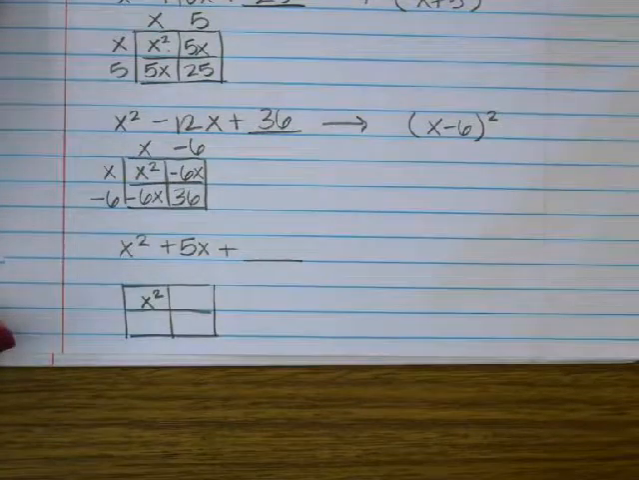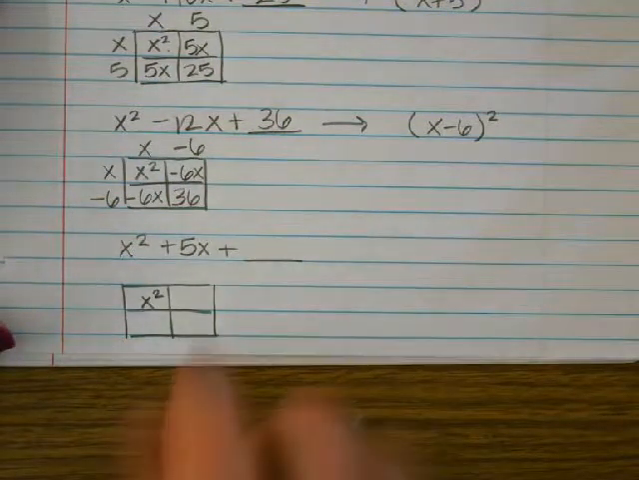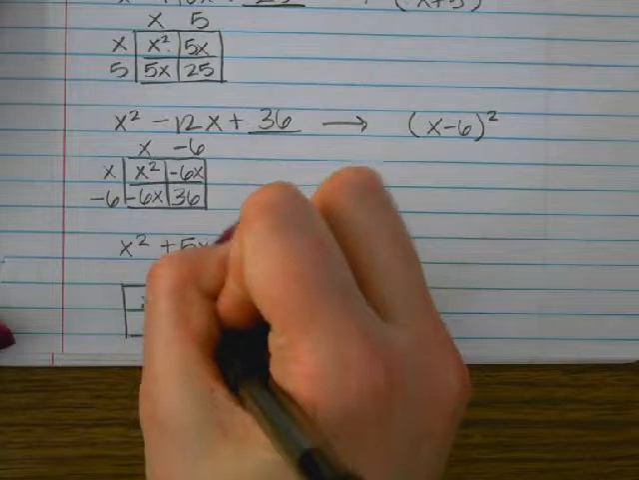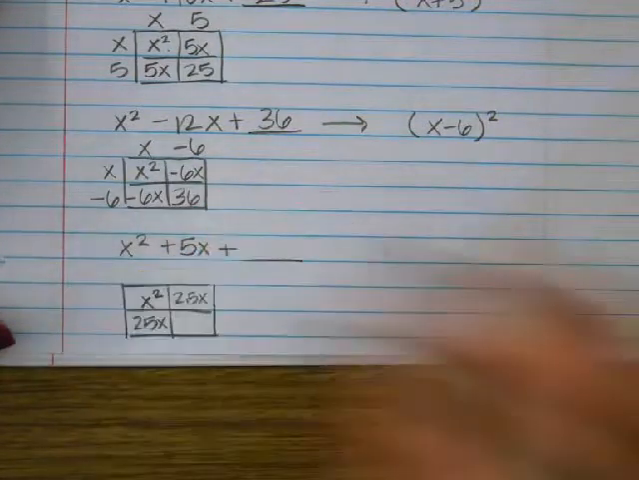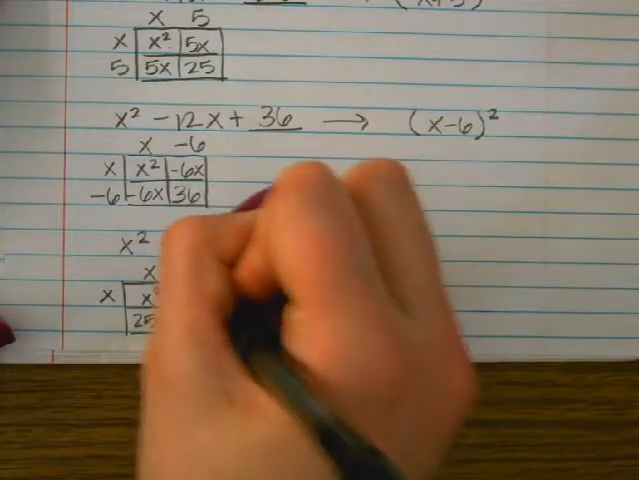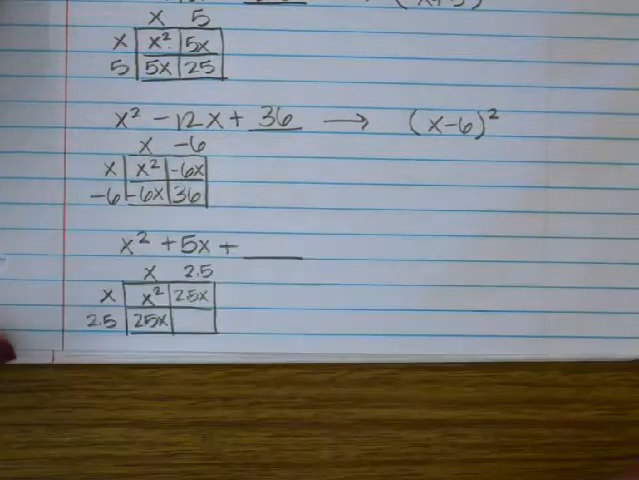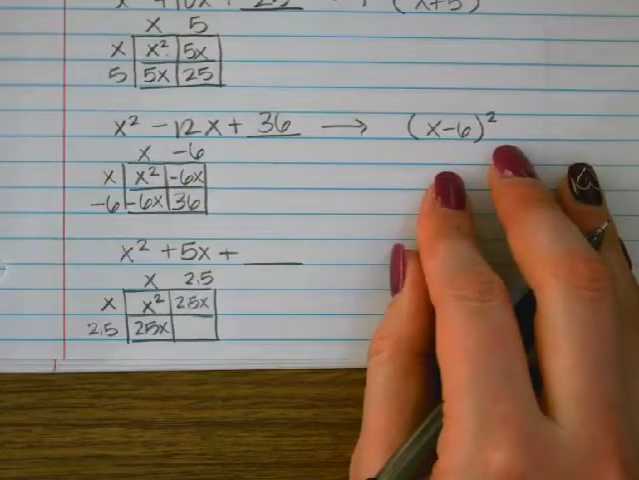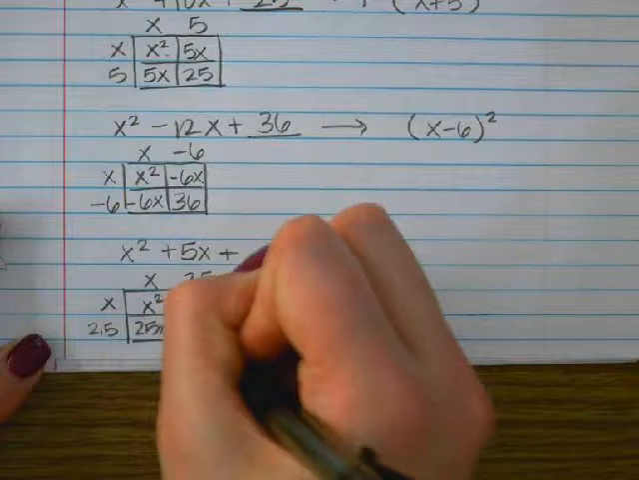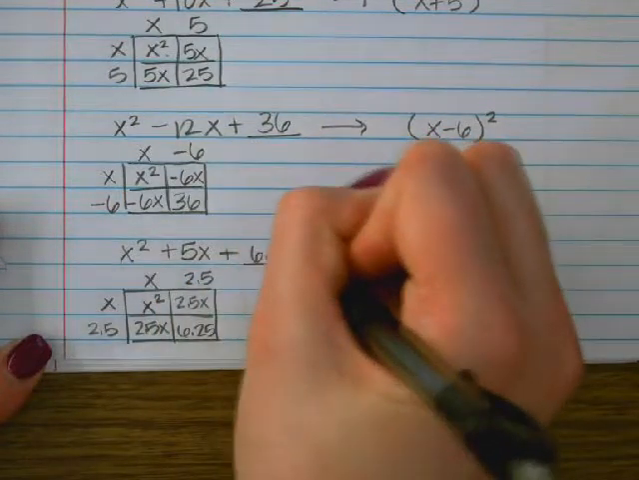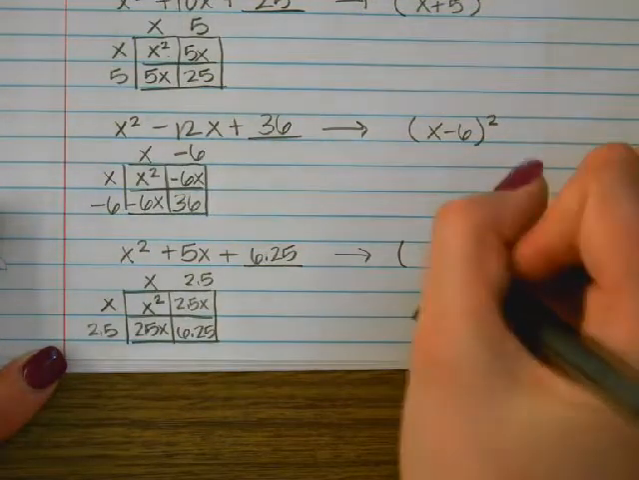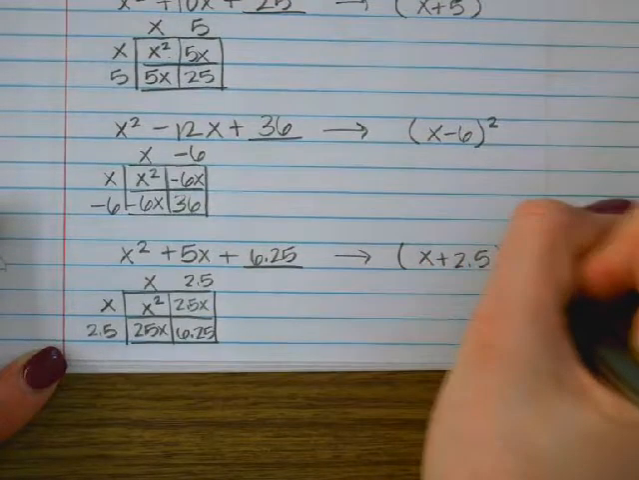Do you guys want to do decimals or fractions? Decimals? Okay. So if we take the 5 and we cut it in half, what do we get? 2.5. Okay, so 2.5x, 2.5x, and then we can write on the outside what we've got. We have x times x, and then right here we have a 2.5, over here we have a 2.5, and then what number would complete the square? 6.25. And then what do we get for our completed square? X plus 2.5 squared.